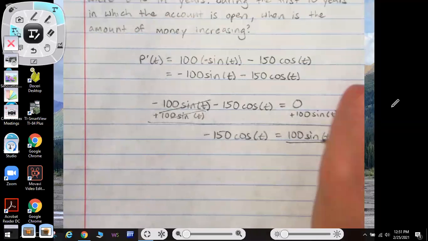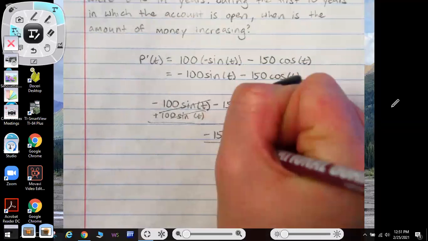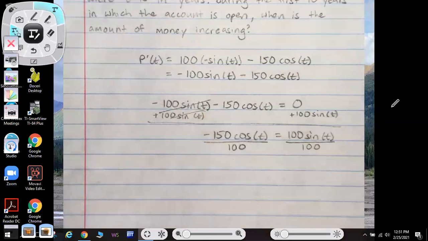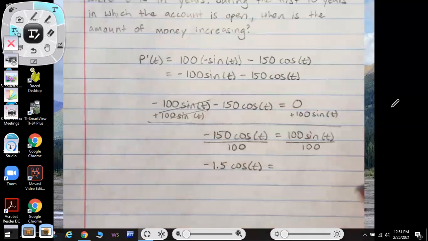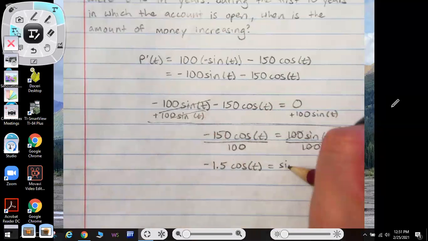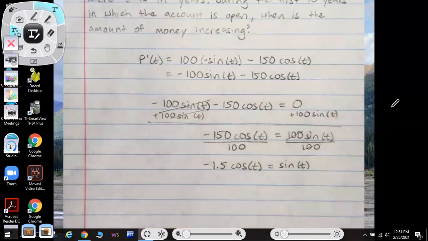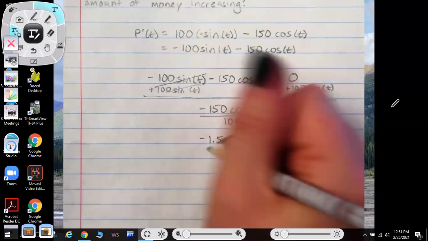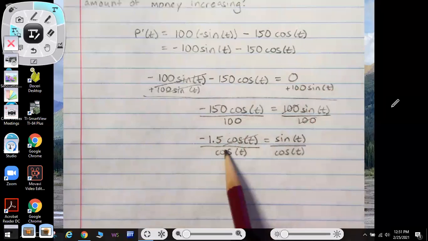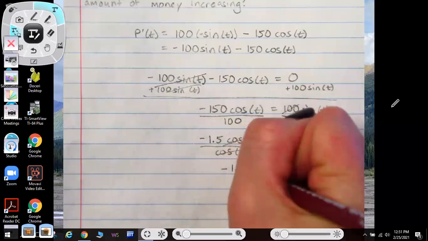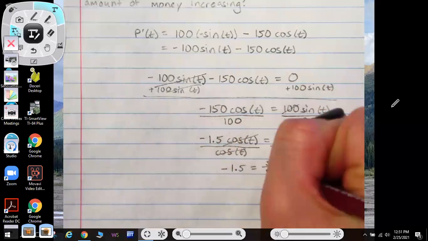So let's get sine of t by itself by dividing both sides by 100. So on the left side, we can just do negative 150 divided by 100. That gives us negative 1.5 cosine of t. And then let's divide both sides by cosine of t. So we have negative 1.5 equals sine of t over cosine of t.